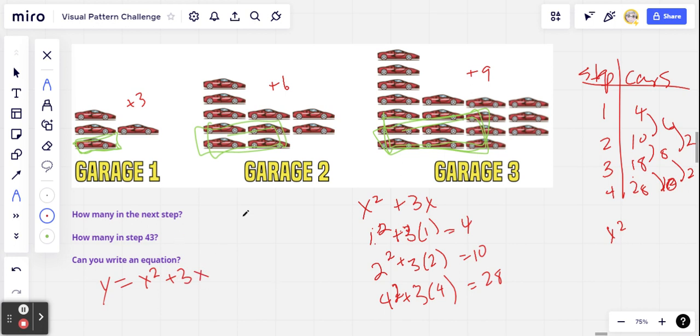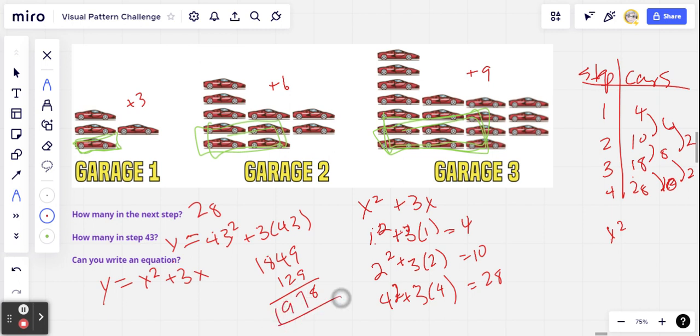And the next step we decided was 28, so I'll fill that in here. And how many in step 43? Well, we'll just plug 43 in for x here. So y equals 43 squared plus 3 times 43. And let's see, 43 squared is 1849, and 3 times 40 is 120, plus 3 times 3 is 9, that's 129. And that would be 1,978 cars in garage number 43.